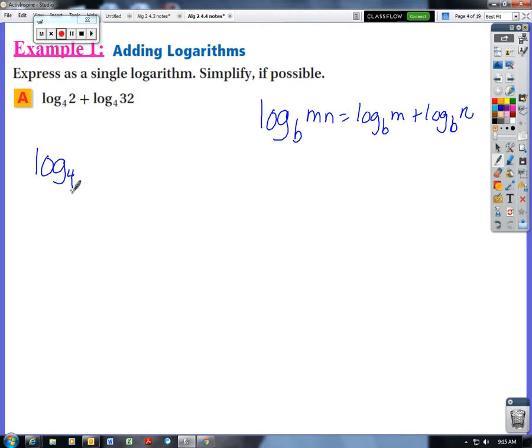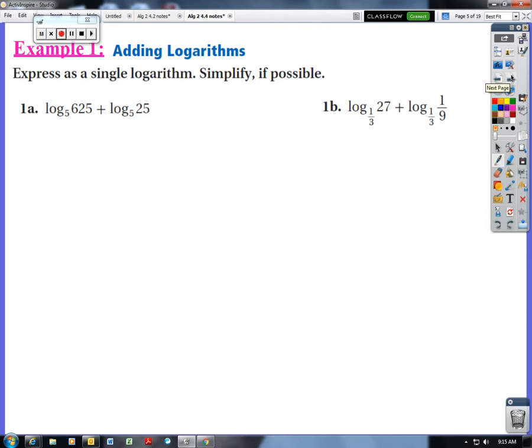So we know because we have a sum, it's going to be the log of a product. So it's going to be log of 2 times 32, which is log base 4 of 64. And then it does say to simplify it if we can. So we ask ourselves, 4 to what power equals 64? And that's 3. These are a couple that you can do on your own.